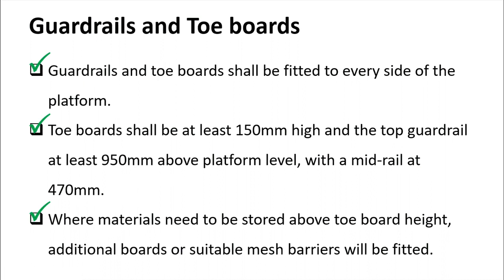So this is the minimum 150 mm high for the toe boards, and 9.5 meters above platform level, the top guardrails. This is to make sure that persons will not fall down when you have these edge protections, and materials will not fall down when you have the toe boards.